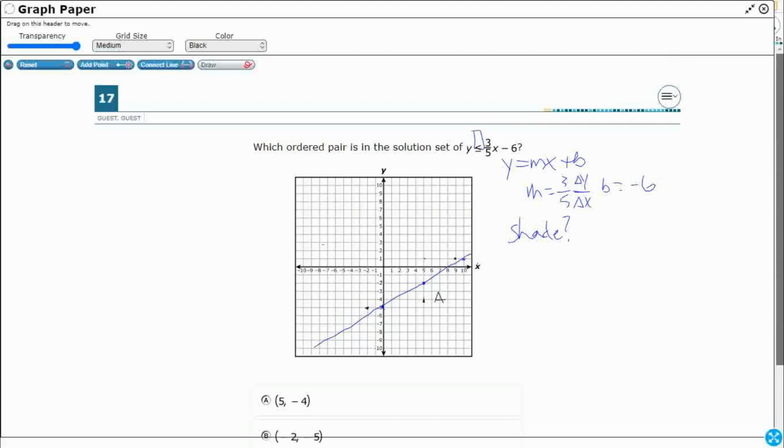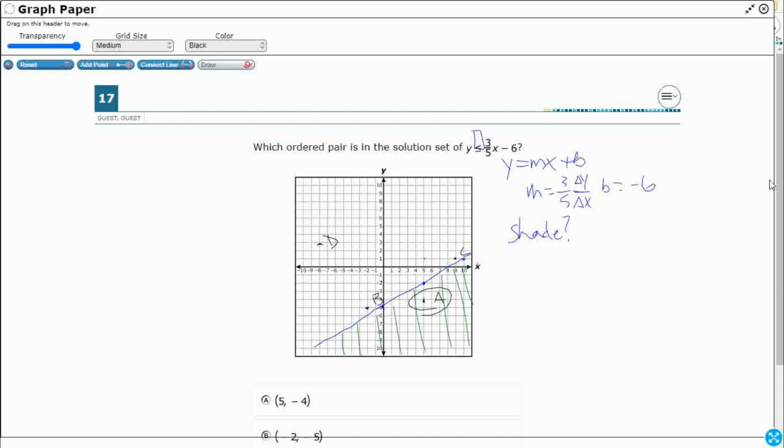Okay, so even if you didn't know that, yes, we are going to shade below the line, since it's less than, it is going to be below the line. I wanted to show you that there's only one answer choice that's on one side of the line. The other three are on the other side of the line. So we're always going to choose the one that's off by itself. So our answer here is A.